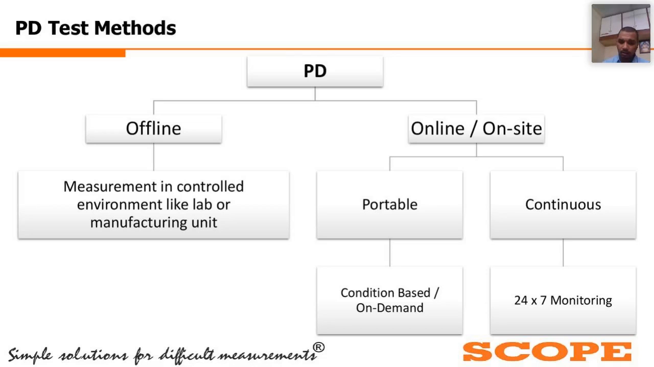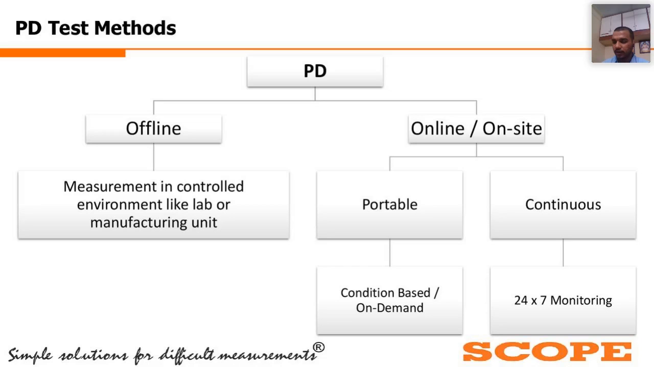Offline testing is a totally different topic. Now, with online PD testing or on-site PD testing, you actually have two methods. First one is portable, second one is continuous monitoring. I think you must have got an idea by now. The portable ones are the condition-based or on-demand kind of kits that you have.